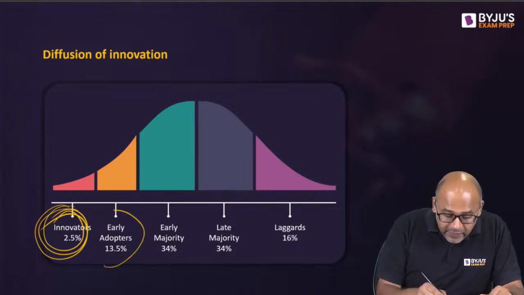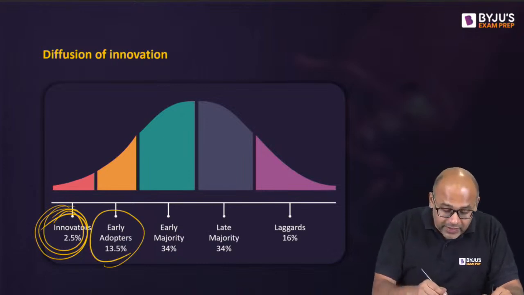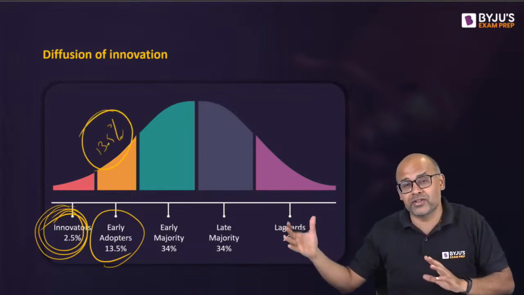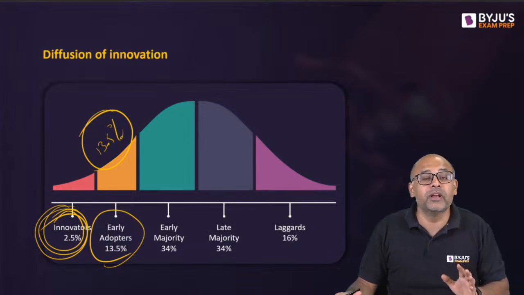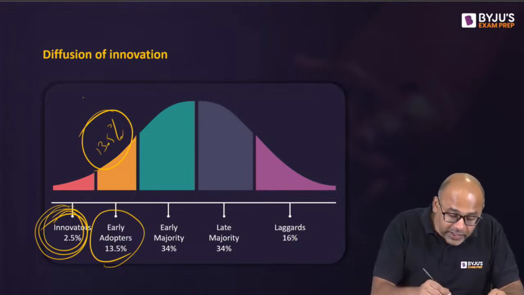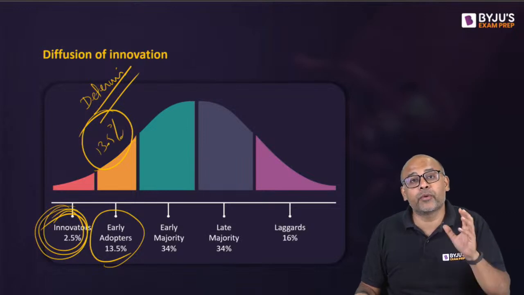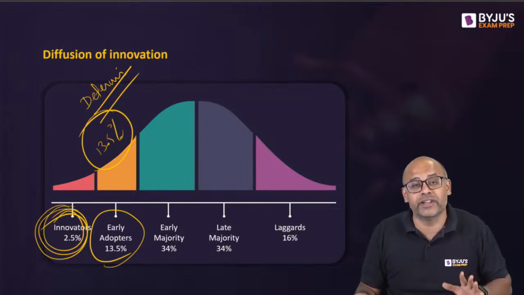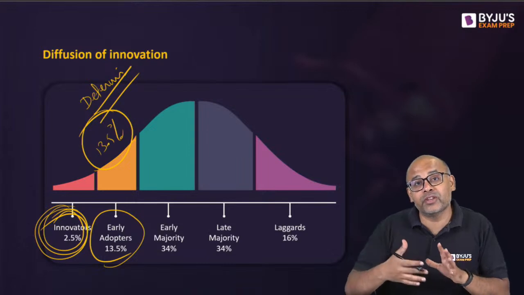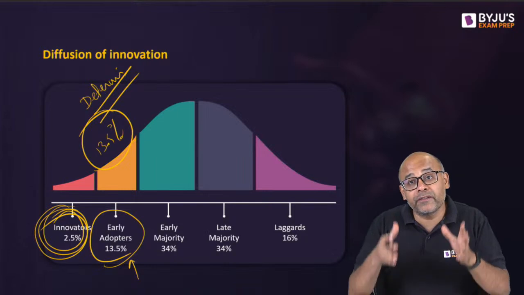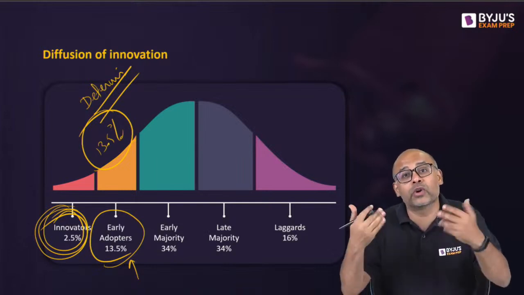Then we have early adopters. This section is about 13.5% of the people. Again not very large, you are talking about 12–13% of the people, but this chunk will determine if a product is a success or a failure in terms of innovation. So if you've come up with a new innovative product, and these people start using it and they like it, you can call it a success.